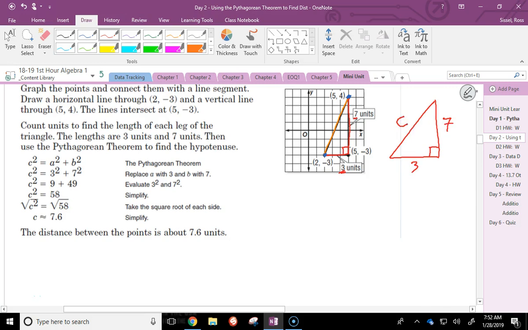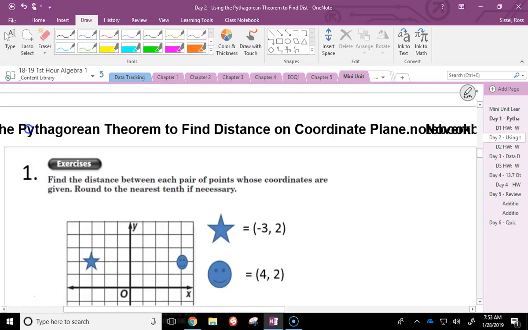Then they show their work right here for you on your OneNote. Hypotenuse squared equals a squared plus b squared. We replace it with 3 squared and 7 squared. You get 9 plus 49, which is 58. Square root that, and we find the hypotenuse is approximately 7.6. So the distance between the points is about 7.6. If we didn't know whether it was feet or inches, we would call it units. That is what we're going to try today.